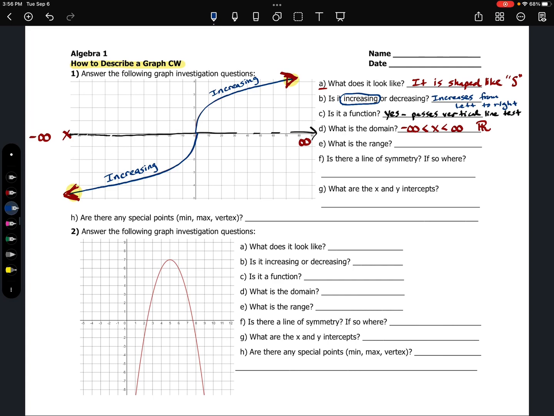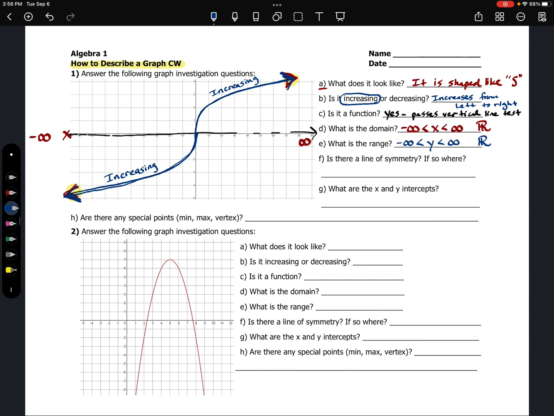Now with our range values, notice since this one is still going this way, even though it looks like it's going more left, it's still going downward. And as this one's going to the right, it's still going upward. So since there are no breaks and it's going up and down with arrows, we know that the range is also all real numbers. So negative infinity is less than y, and y is less than positive infinity. Or like I said, you could call it all real numbers.